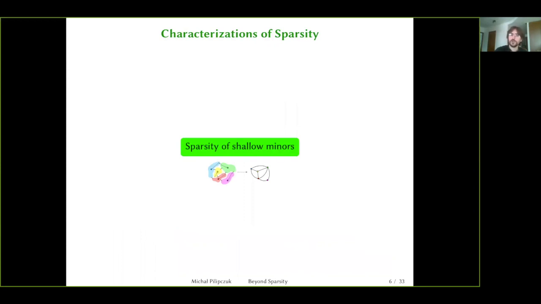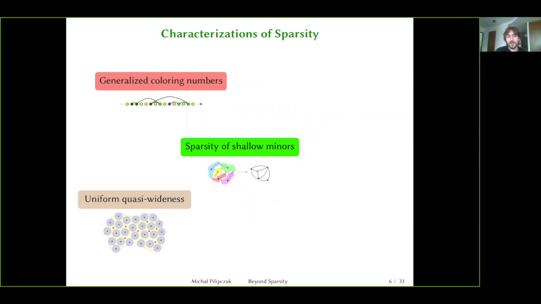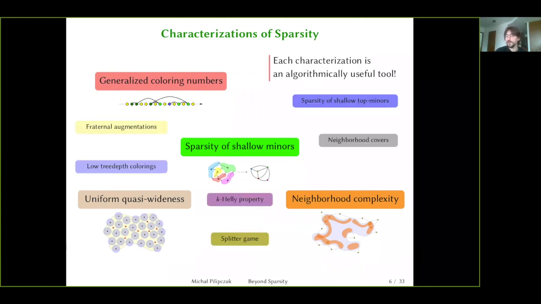And the really strong point of this theory is that there are multiple equivalent combinatorial characterizations of these notions that we just defined. So we defined nowhere denseness and bounded expansion in terms of sparsity of shallow minors, yes? But there are also multiple other characterizations. For instance, if you know the definition of degeneracy, there are also proper generalizations of degeneracy to looking at every single bounded depth. They are called generalized coloring numbers, and they are very useful properties that can be used algorithmically, for instance. There's a notion of uniform quasi-wideness that morally says that in a large sparse graph, there are many vertices that are pairwise far from each other.